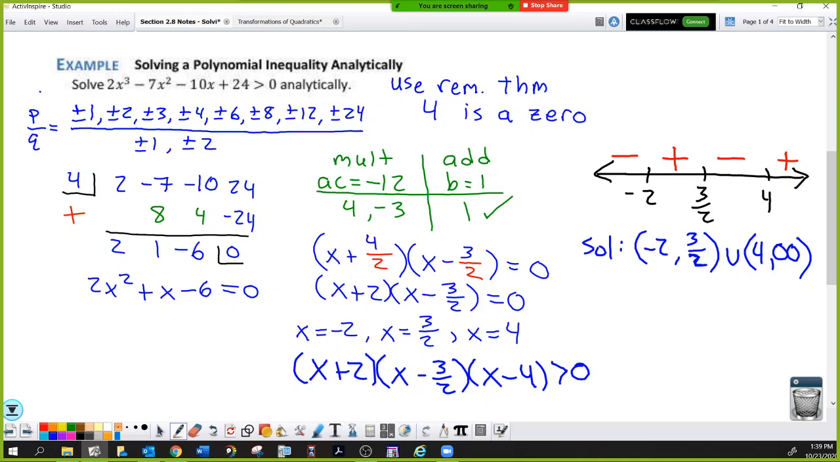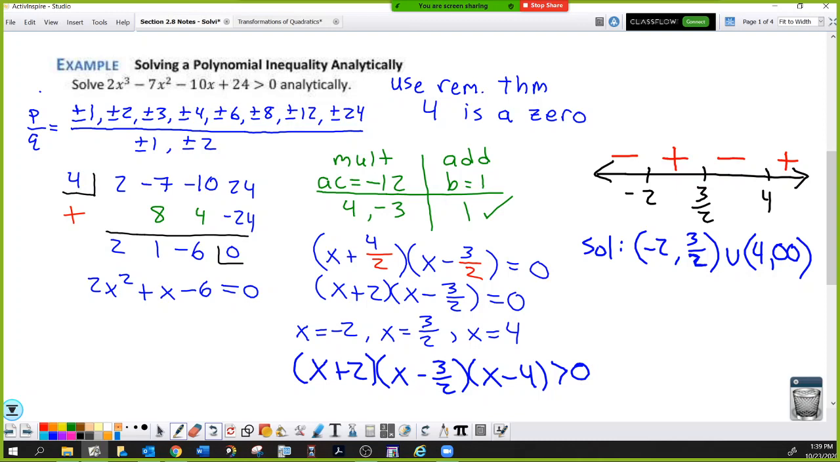Now I want to ask you something real quick. What if, and it doesn't say this, so you don't need to write it. It's just good notes and good thinking. What if it would have said that? How would it have changed my answers? Where would I have the brackets? Right. So all of the actual rational solutions, -2, 3/2, and 4 would have been brackets if there was an equal to bar, because then I can include those numbers. There's not an equal to bar though, so I can't include them right now. But yeah, that would have been it. Just good to think about.